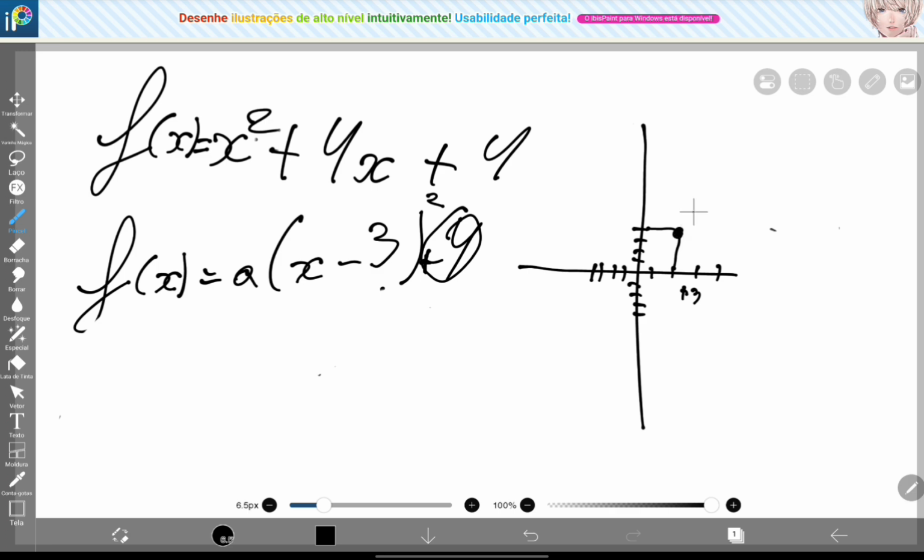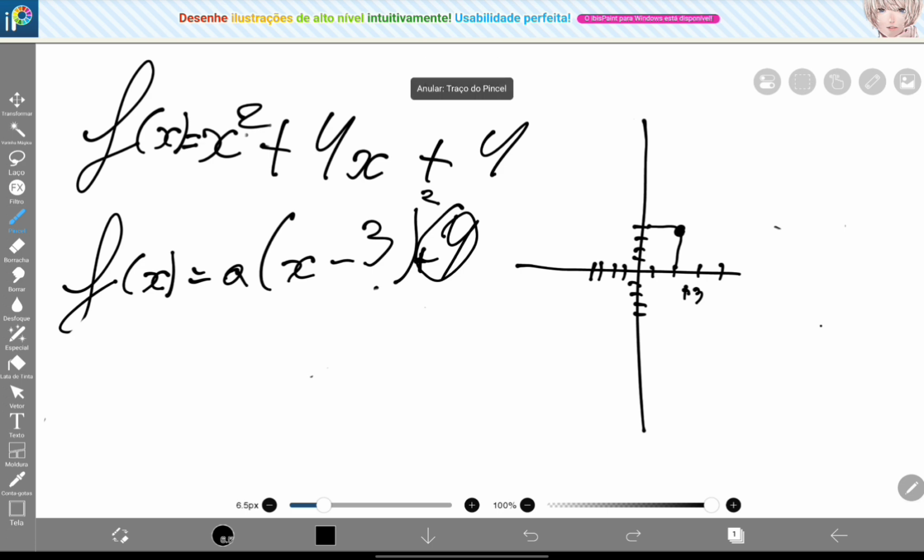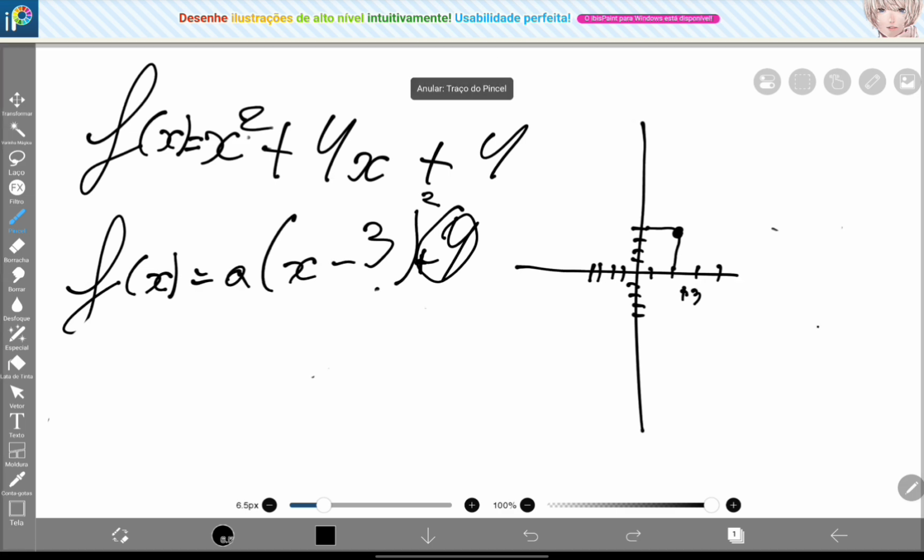This is the vertex of the parabola, and parabolas can be looking up or looking down. But today we are gonna do a. A shows us if it's gonna go up or go down. Let's erase a at the moment, and let's imagine that a is plus 7. It can be any number, it doesn't mean anything to us.